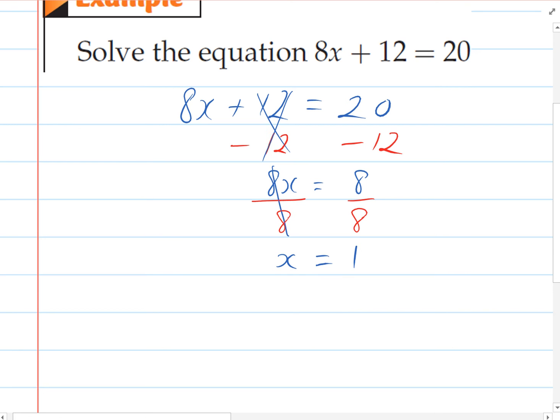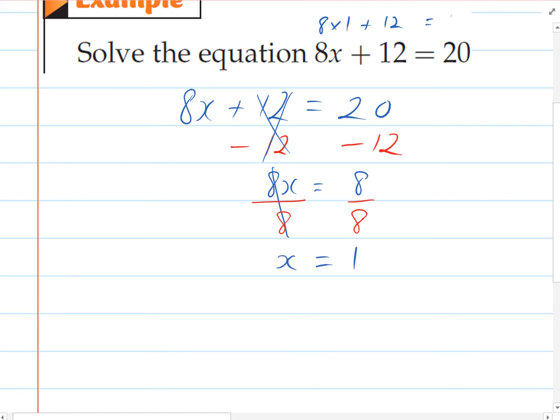Now if we wanted to check if that's correct, we can put 1 into this equation instead of x. So let's check. 8 times 1 plus 12, well, that's going to be 8 plus 12, which is 20. And because that is true, we know that our answer to our equation is correct.